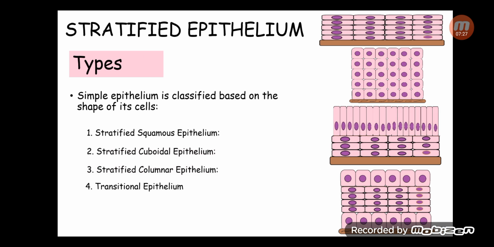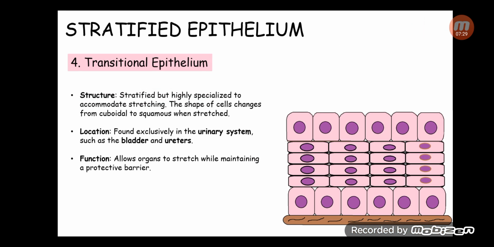Now we have the fourth type of stratified epithelium, that is also called transitional epithelium. It is made up of a highly specialized type of cells that can accommodate stretching. The shape of cells changes from cuboidal to squamous when stretched. So when these cells are relaxed, the shape of cells is cuboidal. But when these cells are stretched, the shape of the cell becomes squamous, that is thin scale-like structures, while cuboidal is cube-like structures of cells. Talking about its location, it is exclusively found in the urinary system such as the bladder and uterus, and its function is to allow stretch while maintaining a protective barrier.